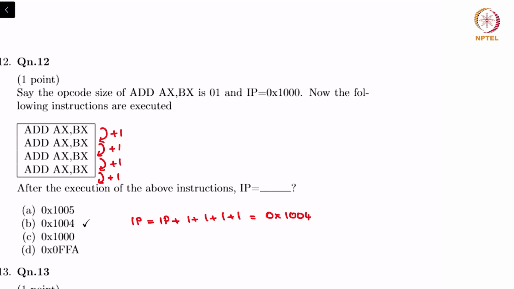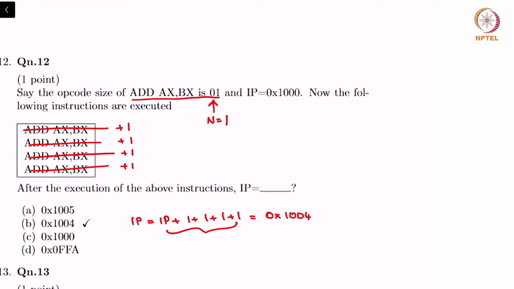So the opcode size of add is 0x01. So it's the same thing for every instruction executed, IP gets incremented by 1. So we have 4 instructions that have been executed. So plus 1, because the opcode size is 1, right? So for every one of these instructions, you get a plus 1 increment. So the idea is that IP is now incremented by plus 1 four times, so it is 0x1004.